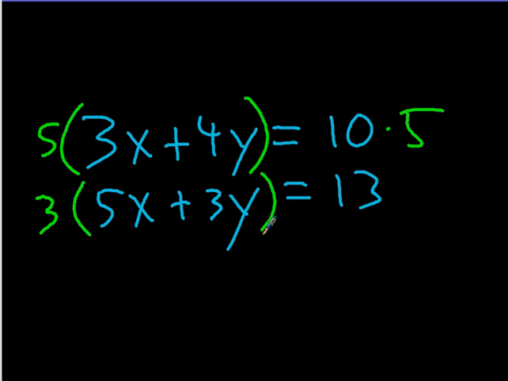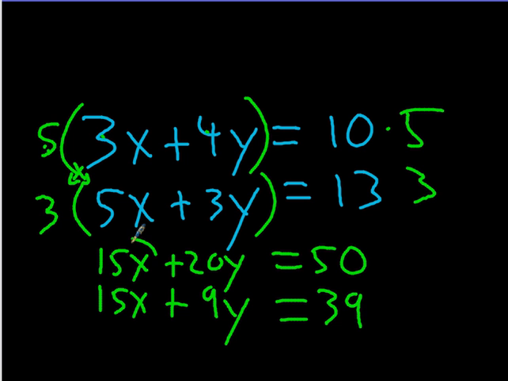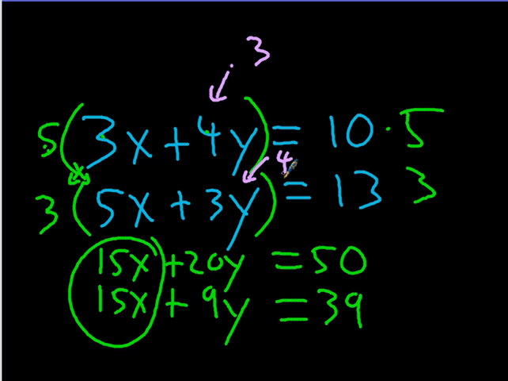Notice, down there, multiply both sides by 3. And so now I'm going to get 5 times 3 is 15x, 5 times 4y is 20y, and 5 times 10 is 50. 3 times 5x is 15x, 3 times 3y is 9y, and 3 times 13 is 39. And now I'm ready to go because I've got my match. I could have multiplied the top equation by 3, bottom equation by 4, and eliminated y's instead of x's. Really doesn't matter. You pick.